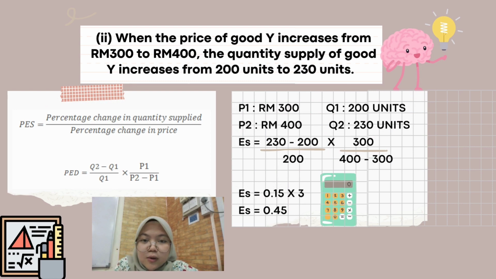For number 2, when the price of good Y increases from 300 ringgit to 400 ringgit, the quantity supplied of good Y increases from 200 units to 230 units. P1 shows the original price of good Y is RM300 and P2 is the new price of the good, which is increased to 400 ringgit. Q1 represents the original quantity supplied when the price is RM300, which is 200 units, and from the question, Q2 is increased to 230 units. Using the formula, the elasticity equals 0.45.